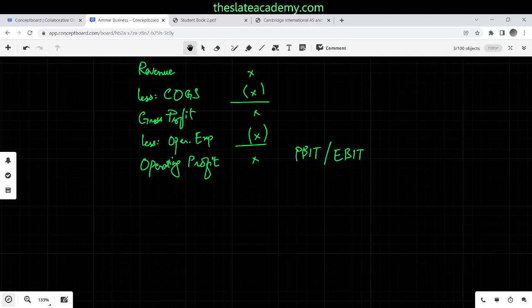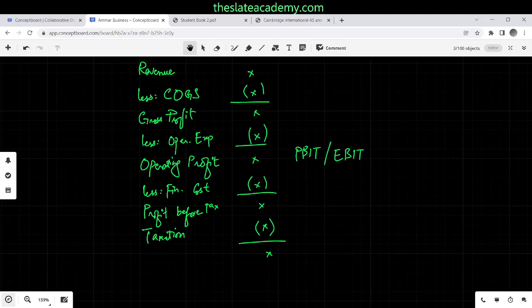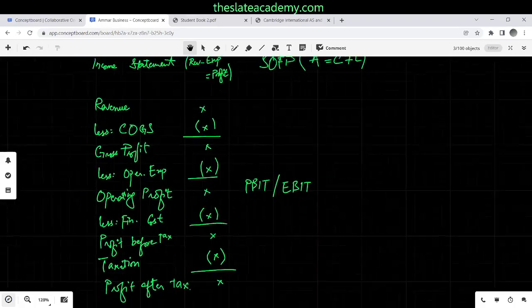But if we have less finance cost, you will have profit before tax. And if you deduct taxation expense from it, you have got profit after tax. Alright, so what is this COGS? Cost of goods sold. Okay. Alright, this is it for the income statement.